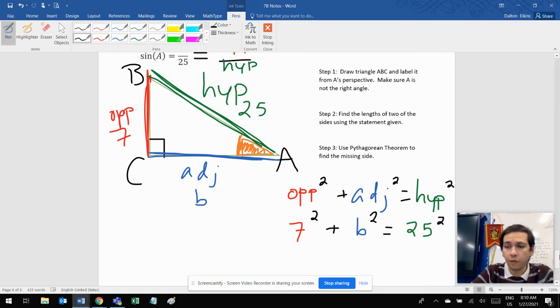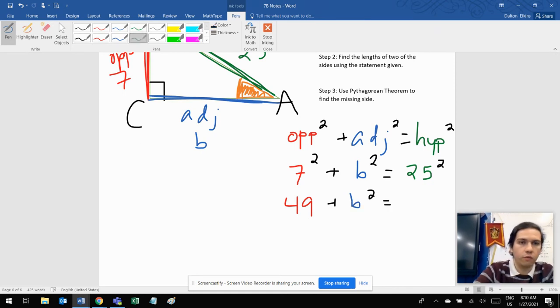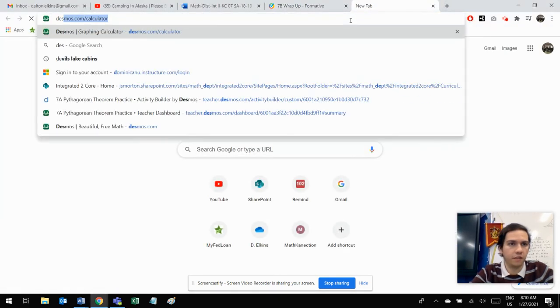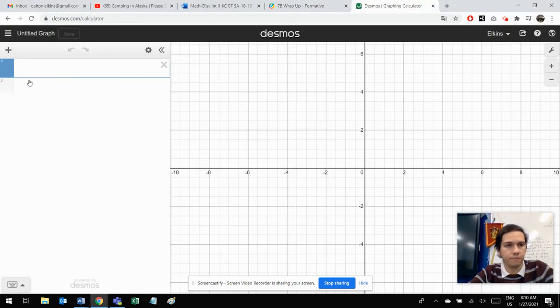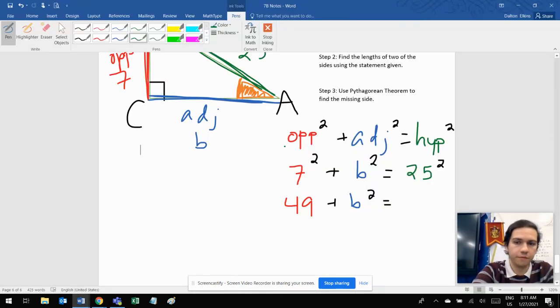I'll square that. And from here, you're just doing Pythagorean theorem things, right? 7 squared is 49. We can't put b squared into our calculator, so I will just leave it as b squared. And then 25 in our calculator. Well, actually, let's go ahead and open up Desmos. Let's do 25 squared. 625.